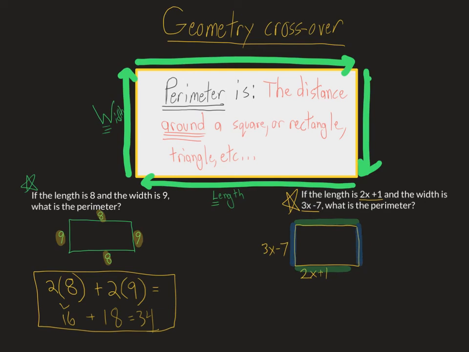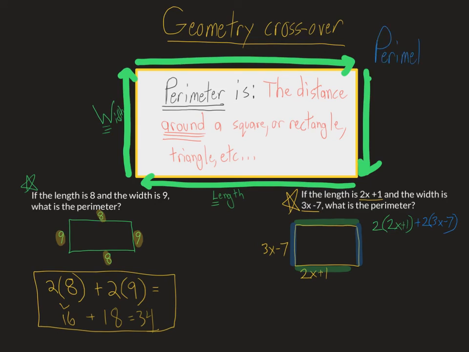So let's write that up. We've got 2 of the 2x plus 1. And we're going to add that together. All 4 sides add together. 2 of the 3x minus 7. I was looking around just now and I realized we didn't actually write that. Let's write that definition for you.